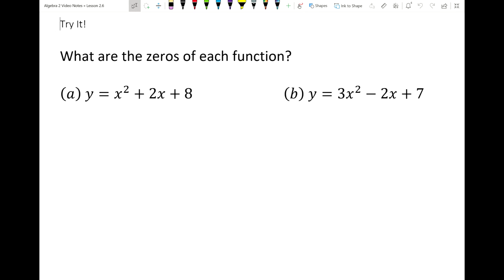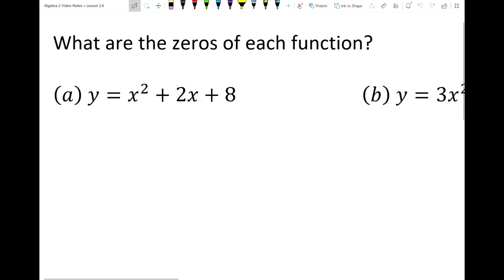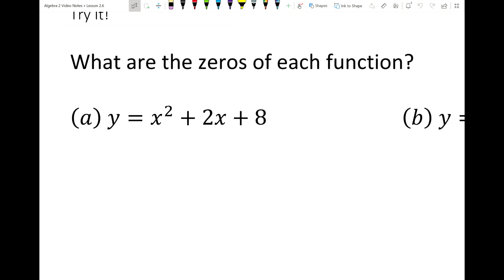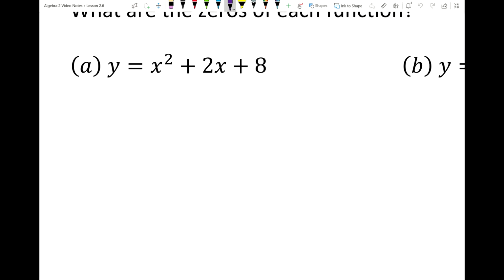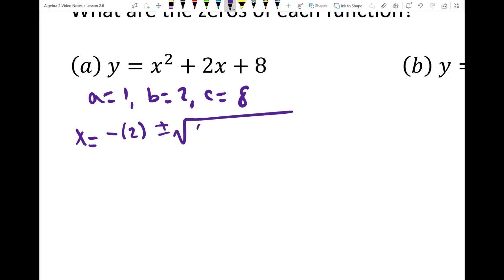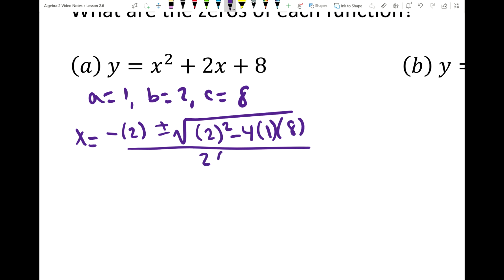All right, so let's look at the first problem. What are the zeros of each function? So here we got a is 1, b is 2, c is 8. So I'm just going to go ahead and plug it right in. We got x equals negative b, and b is 2, plus or minus the square root of b squared, which is 2 squared, minus 4ac, a is 1, c is 8, all over 2 times a, which is 1.